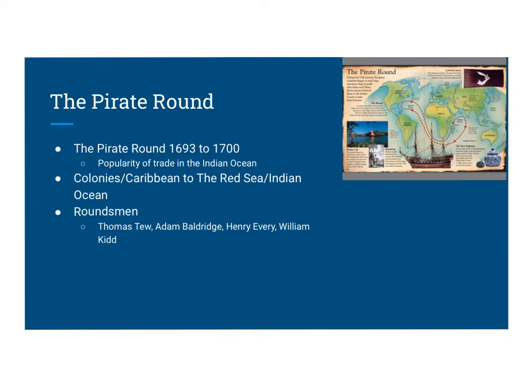So the pirate round, like I was saying, is what it's called. You can see in the picture, 1693 to 1700, a brief period of time as well. The popularity of trade in the Indian Ocean, the taking of namely Muslim and Hindu vessels, from the colonies to the Caribbean, to the Red Sea, to the Indian Ocean, the Arabian Sea, I should say, and back. Some of the famous guys are Thomas Tew, and it really gets started with Adam Baldridge here. Baldridge was a merchant from New England, and he will set sail to trade and then privateer on the way and make a lot of money. But Avery and Kidd are going to be the guys we're really concerned with.